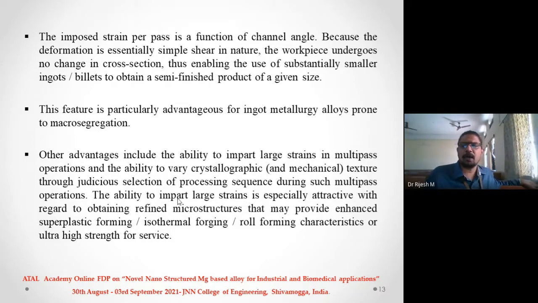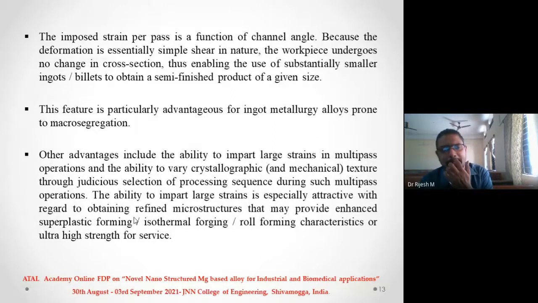The ability to impart large strain is especially attractive with regard to obtaining refined microstructures that may provide enhanced superplastic forming. They say that as the grain size reduces, the material becomes superplastic. The elongation can go up to 100,000%. And in that particular case, forming using a superplastic forming method is very easy. So they say that the product that you get from ECAP can be superplastically formed.